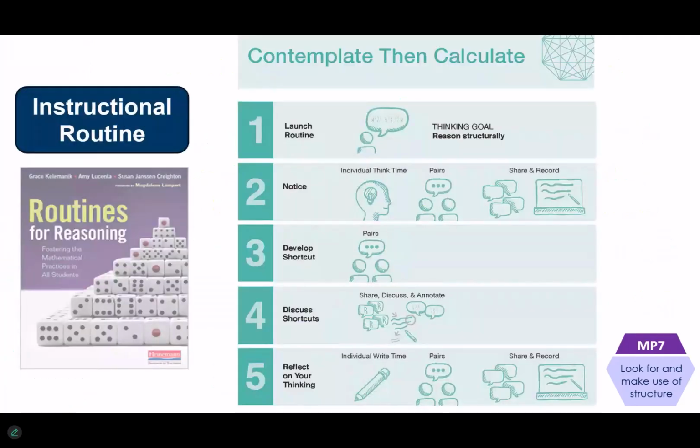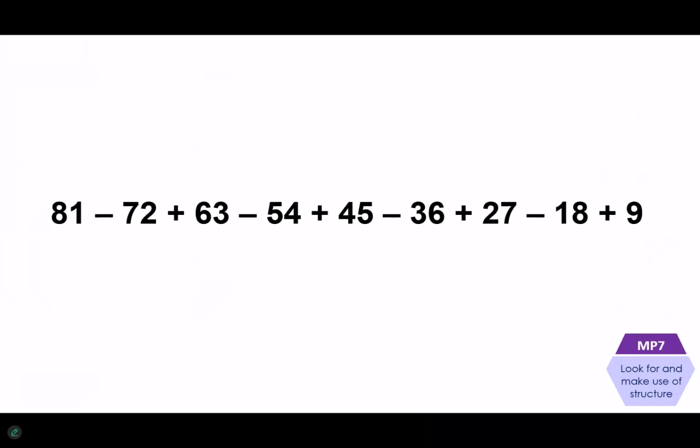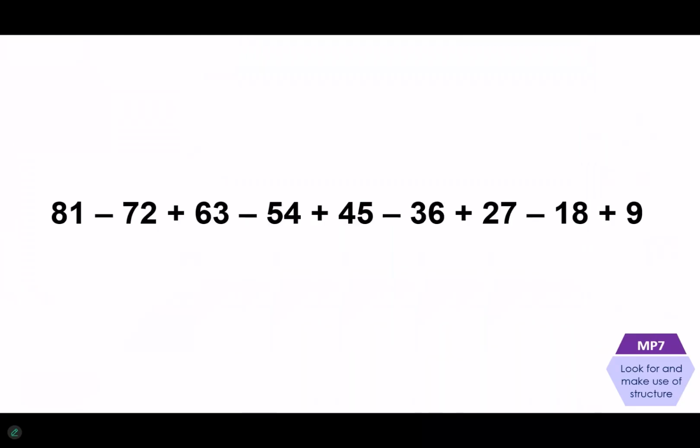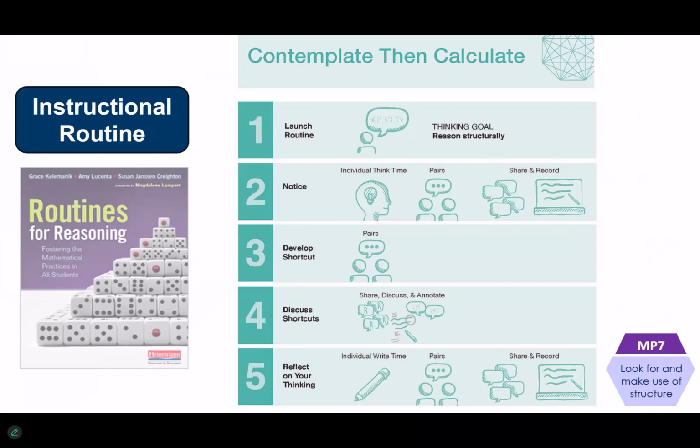A lot of this is in Amy's books, Routines for Reasoning. She has a routine called Contemplate, then Calculate, where you show students quickly a problem, have them contemplate it. You just show it to them for 3 seconds, have them talk to somebody about things they might have seen. I'm going to show you guys again for 3 seconds without talking. In the chat, if you noticed something about the structure, that's why we take it away, because we're having them not calculate things right away. We just want them to contemplate and think about the structure that they're seeing.